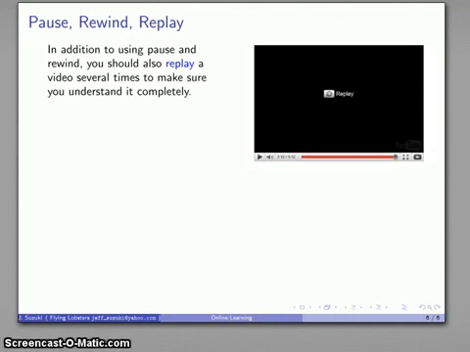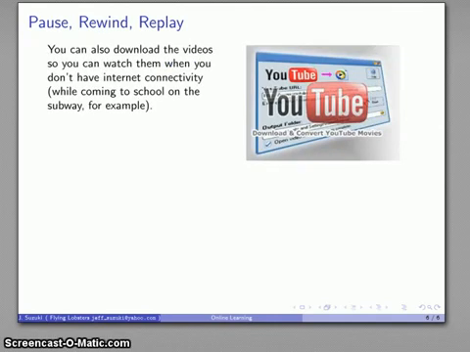The third thing that you should always be doing with any instructional videos is, in addition to using pause and rewind, you also want to replay it several times to make sure that you really understand what's going on. And on those rare occasions when you are in a place that doesn't have internet service, the other possibilities, you can also download the videos so you can watch them when you don't have internet connectivity. This is particularly useful if you want to do a little bit of studying on the subway into school, for example, where you don't have internet underground, but you still have your iPod or video player.